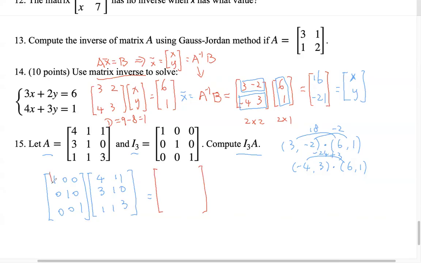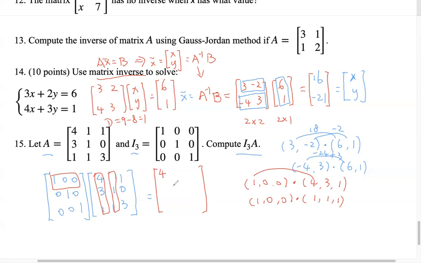The first entry comes from this vector's dot product with this one. So 1, 0, 0 dot product with 4, 3, 1: 1 times 4 is 4, 0 times 3, 0, 0 times 1, 0. So we just get 4. The second one comes from 1, 0, 0 dot product with 1, 1, 1. You do the multiplication, and you see you just get 1.